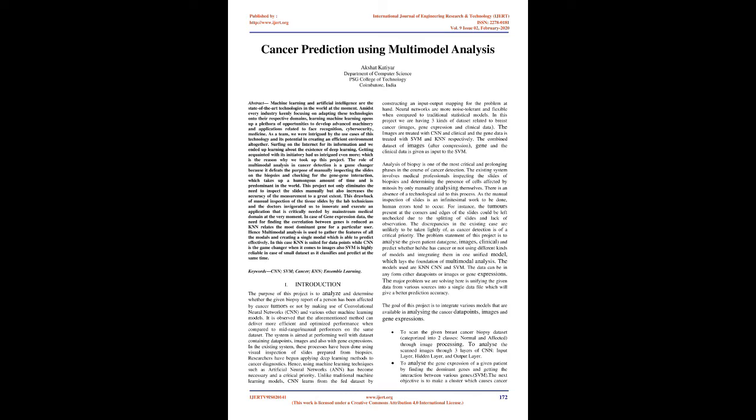In case of gene expression data, the need for finding the correlation between genes is reduced as KNN relates the most dominant gene for a particular user. Hence multimodal analysis is used to gather the features of all the modals and create a single model which is able to predict effectively. In this case KNN is suited for data points while CNN is the game changer when it comes to images.